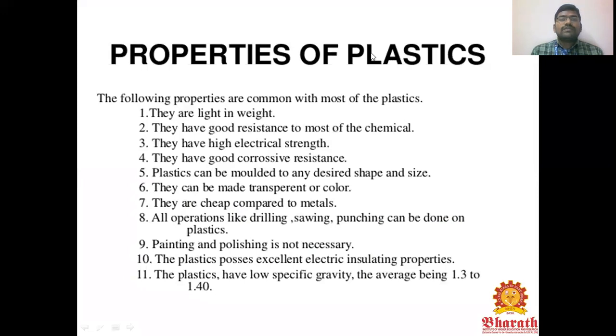What is the next one? Properties of plastic. There are different types of plastic properties in these polymer plastics. They are light weight material and have good resistance to most of the chemicals. They have high electrical strength. They have good corrosion resistance. The plastics can be molded to any desired shape and size also. They can be transparent or colored material also when producing the plastic.